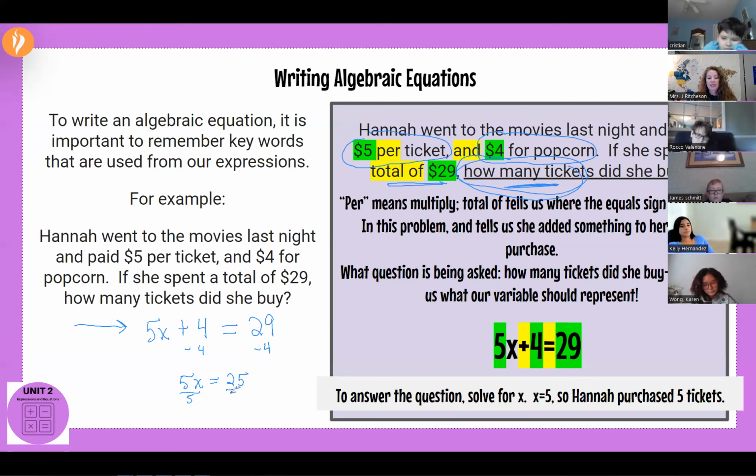And that means, how many tickets did she buy, you guys? How many tickets did she buy? 5 tickets. Yep, that's it. So if you have a problem that says, please write an equation, this is what I want, guys. That's the equation.